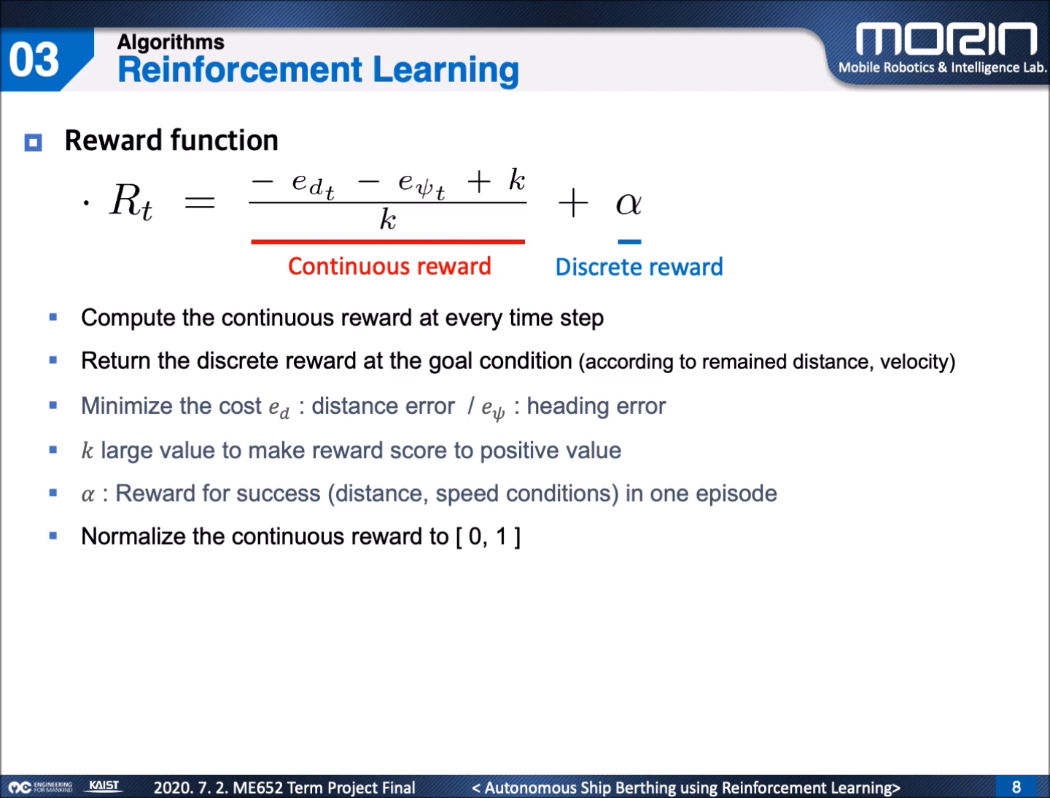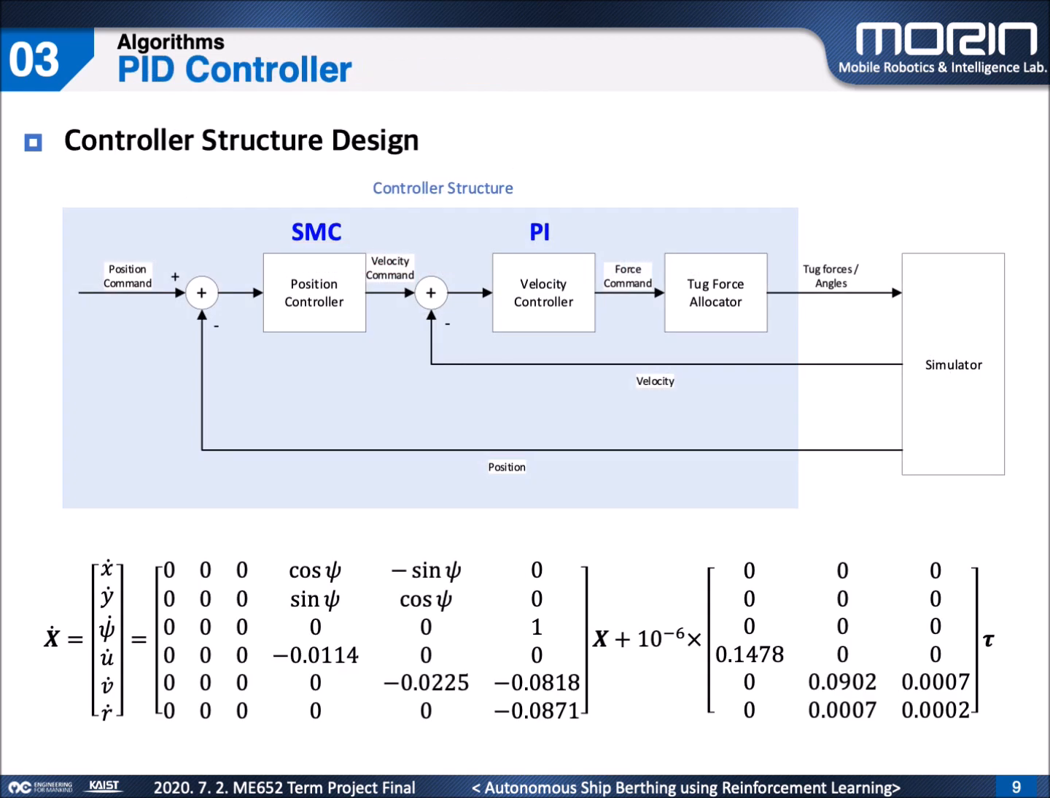Now, let me explain how we designed the theory-based controller. We designed the controller in cascaded form. In the inner loop, the velocity controller is designed with a PI controller, and the tugboat force allocator converts X, Y, N to tugboat forces with tangent angles and the surge force of the main ship. In the outer loop, we designed the position controller as a sliding mode controller.